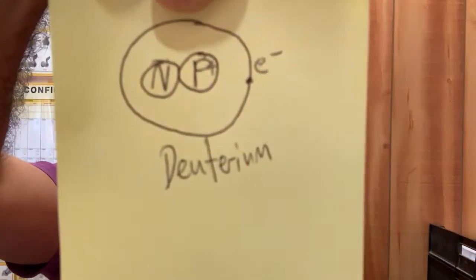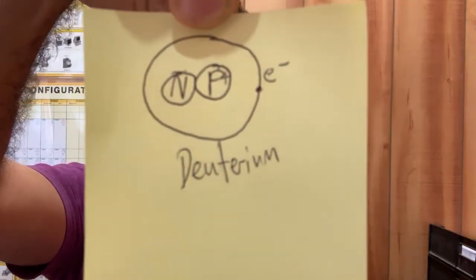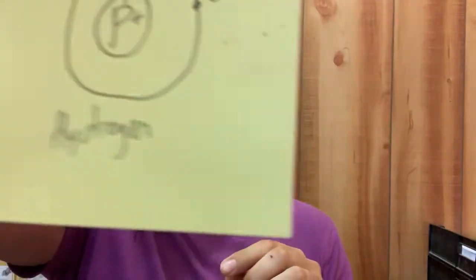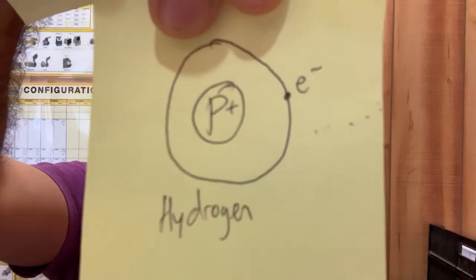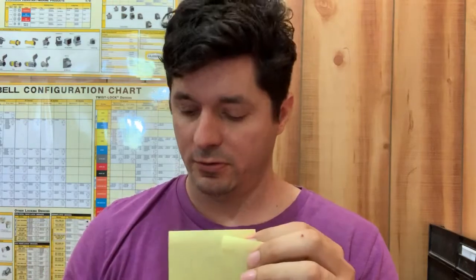Now, deuterium has a neutron and a proton in the center, or at least that's what it's accepted as. Then you have an electron in the outer regions. And hydrogen, you have one proton in the center and an electron. Chemically, these are similar because they have one valence electron, but nuclearly they're different. The deuterium basically weighs twice as much as the hydrogen.